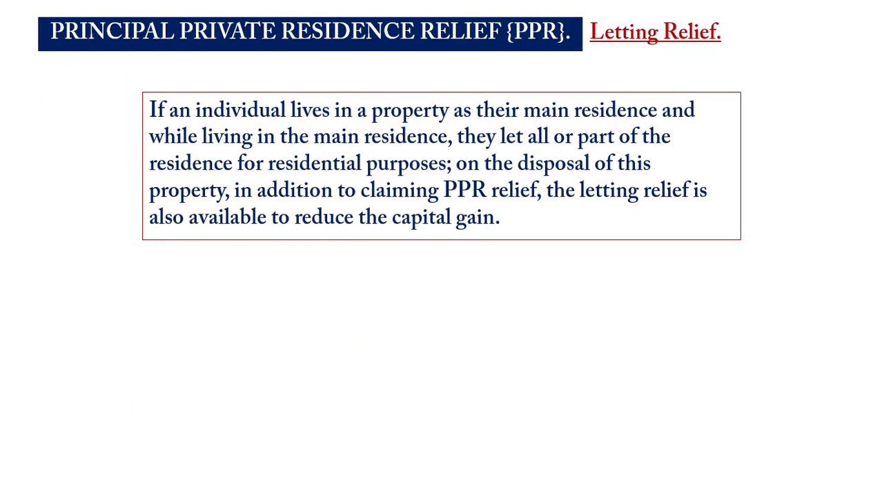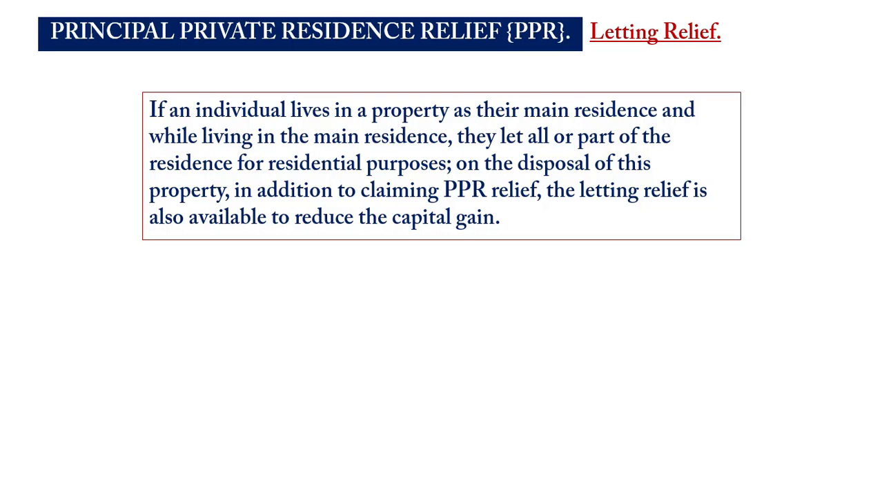All this while we've been talking about the individual living in the building or living in the house, probably with his family, throughout the period of ownership. Now, let's say the house is a 5-bedroom house, and they lived in the building through the entire period. But then he has rented out one of the rooms. Then letting relief will come in. So what you do is that you will claim the PPR on the part that the owner actually resides in. Then the other part that has been let out, you claim a letting relief. That will also reduce your capital gain.